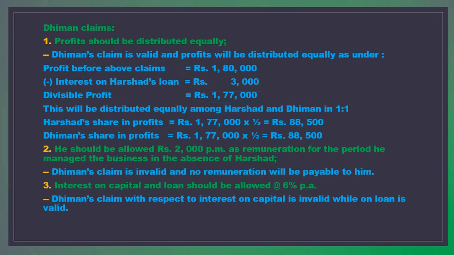Next, interest on capital and loan should be allowed at the rate of 6% per annum. In the absence of partnership deed, provisions of Indian Partnership Act 1932 will be applicable. Accordingly, no interest on capital will be allowed to the partners, while interest on partners' loan is payable at the rate of 6% per annum. Hence, Dhiman's claim with respect to interest on capital is invalid while on loan is valid, calculation for which has been already shown.